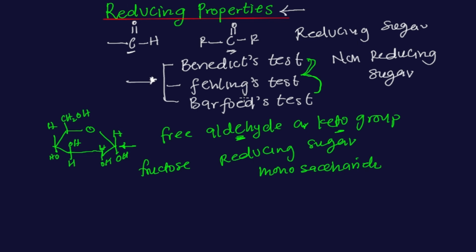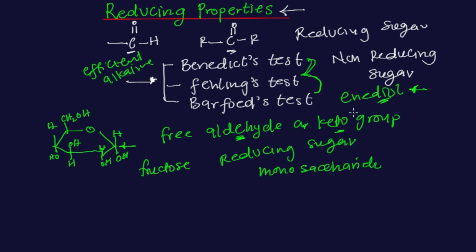So these three tests are important to determine the reducing properties of sugar. One thing about the reducing properties of sugar is that they are much more efficient in alkaline medium compared to acidic medium. It is very important. That's the case of tautomerization that I explained in my last video. I talked about the formation of enediol. Enediol is a very reactive reducing agent, highly reactive.